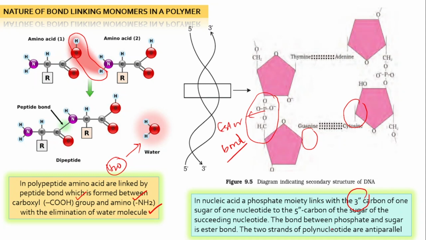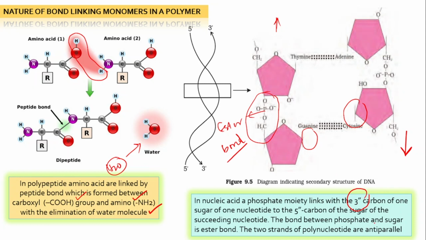Two strands of polynucleotide are anti-parallel. This is going this side and this is coming this side. So now you understand, here the phosphate moiety links with the third carbon of the sugar of one nucleotide to the fifth carbon. This is the fifth carbon. This is the connection happening between the two sugar molecules here.